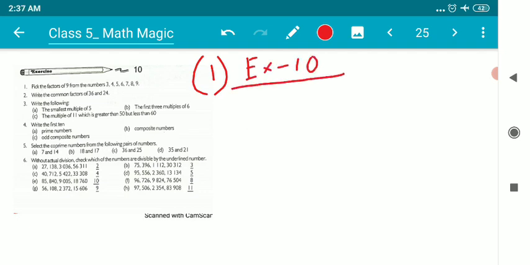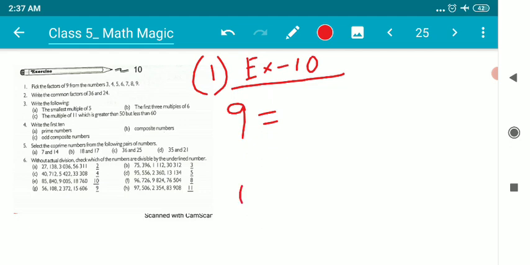Children, the first question is to pick the factors of 9 from the numbers 3, 4, 5, 6, 7, 8, 9. Let me write the number 9. Now, let us write the numbers that can divide 9. I mean to say, the numbers which divide 9 are known as the factors of 9.